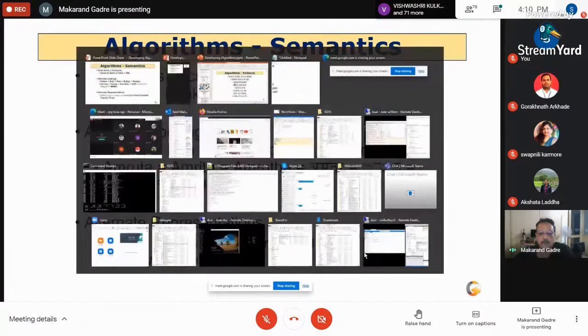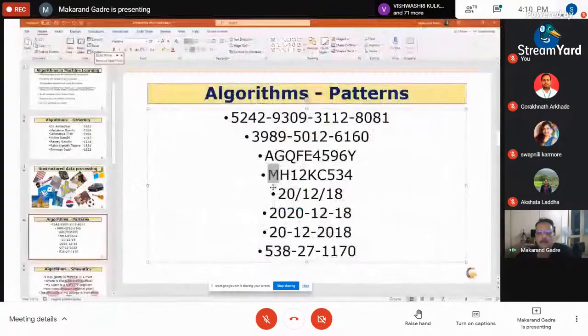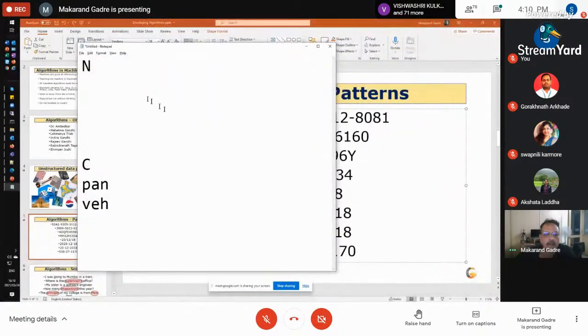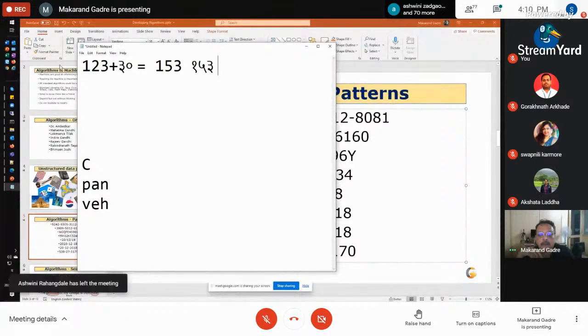So now, if I get a number like this, will you be able to add? Does this make sense to you? Like, if I go here and say 1, 2, 3 plus 30. What is the answer? I know the answer is 153 or 153. Which is correct? Both are correct. So here was the algorithm.